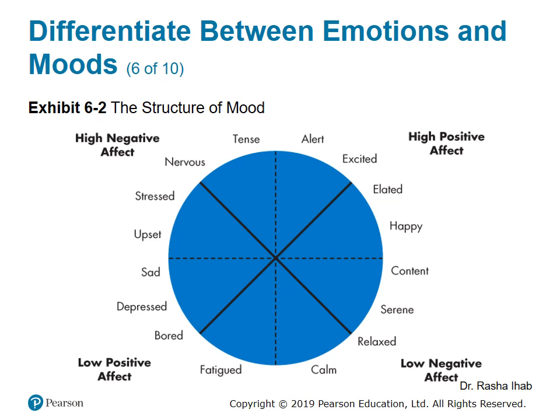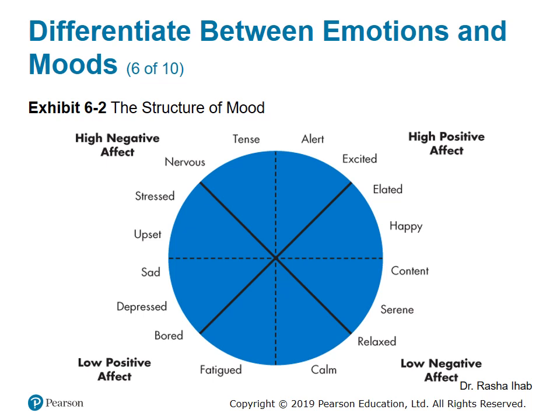Let's go to the high negative affect. We have a group of emotions that, if combined together, are going to put you in a bad mood, which is the high negative affect. You're going to be tense, nervous, stressed, upset. If you are tense, nervous, stressed, upset, this is going to put you in a high negative affect.